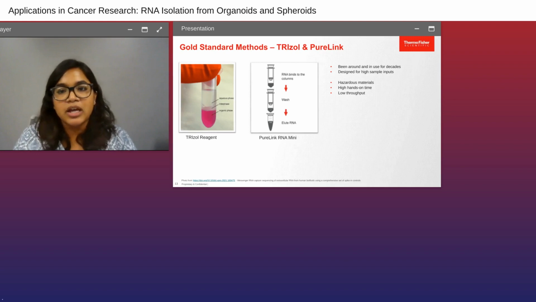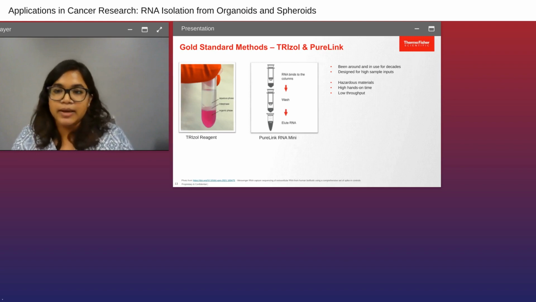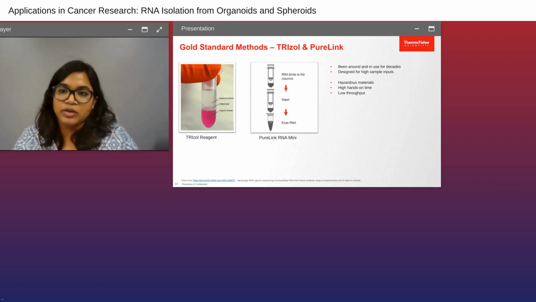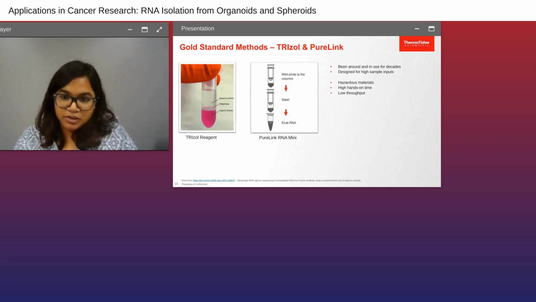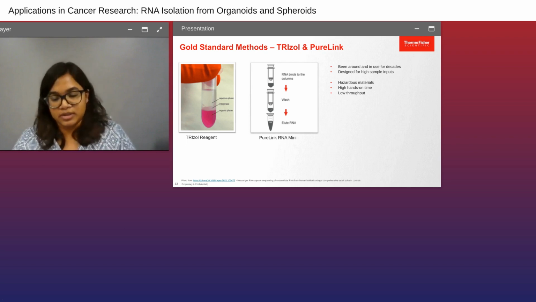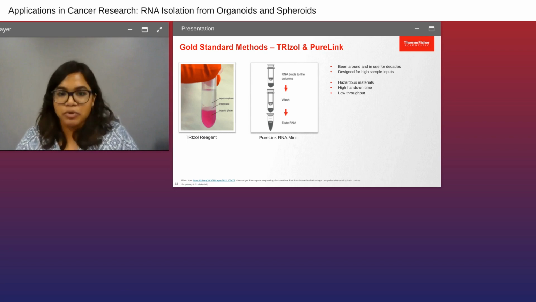So let's talk a little bit about TRIzol and PureLink. These 2 kits have been around for decades, and people use them all the time, and there are familiar results, and it's consistent in its purity. But the only issue is that with TRIzol, you have some hazardous material, so you need to work in the hood, and a high hands-on time. So you're sitting by the centrifuge and watching your samples spin down, and it's generally low throughput due to the fact that it is very high hands-on time.